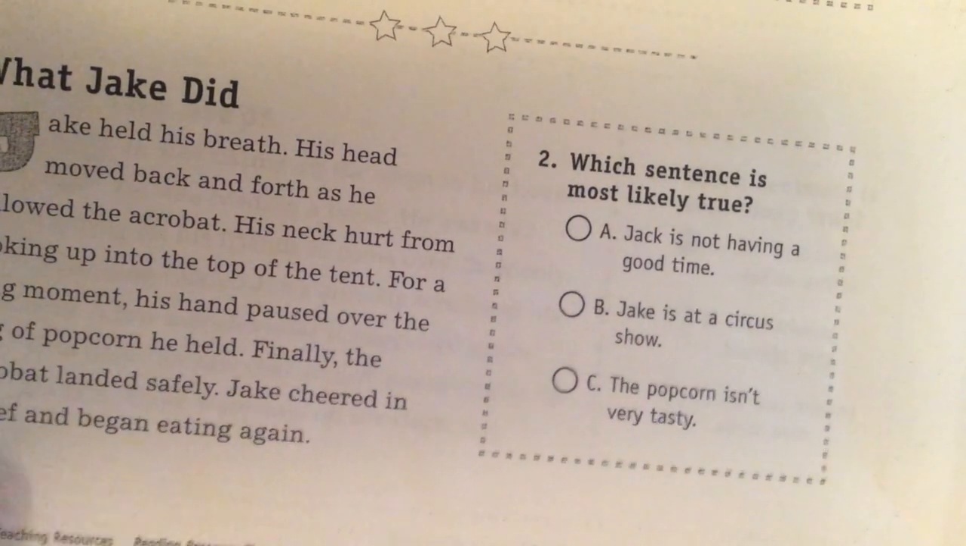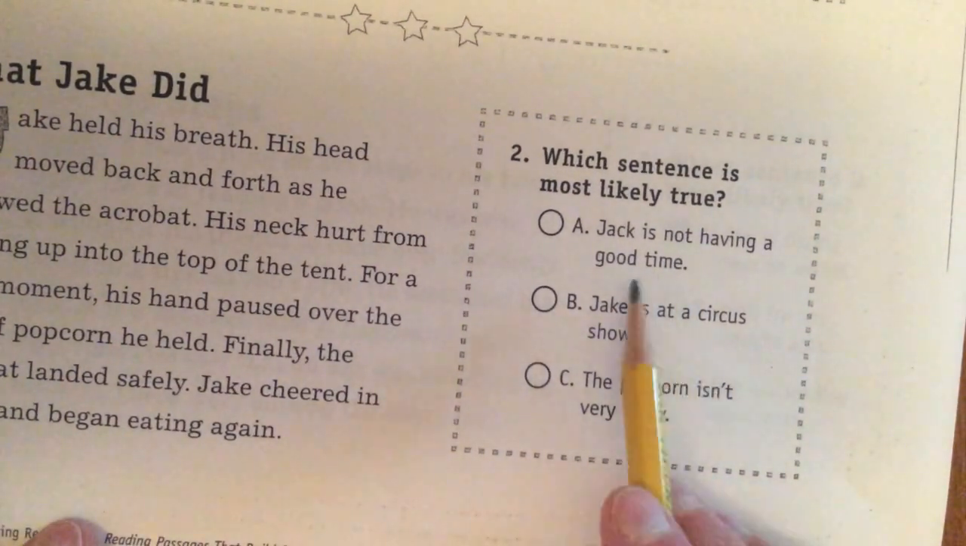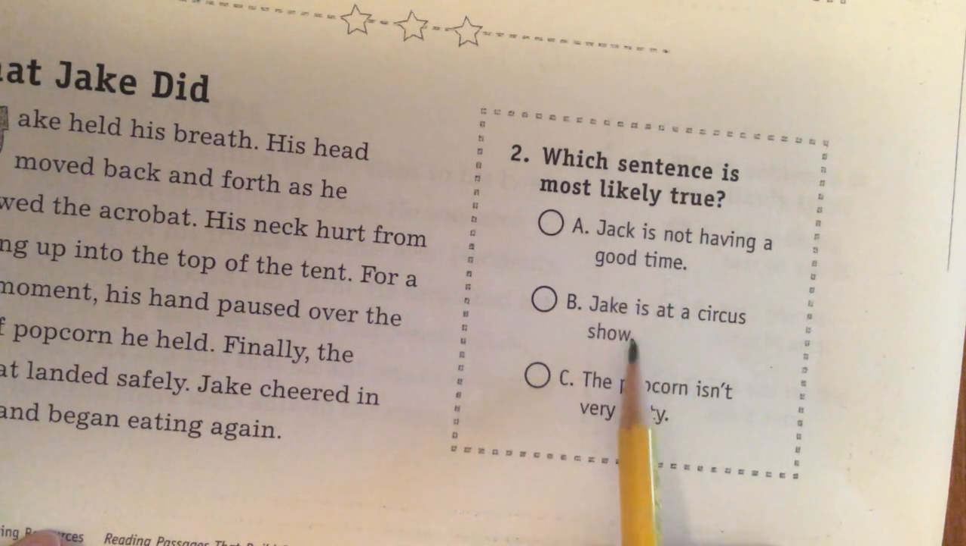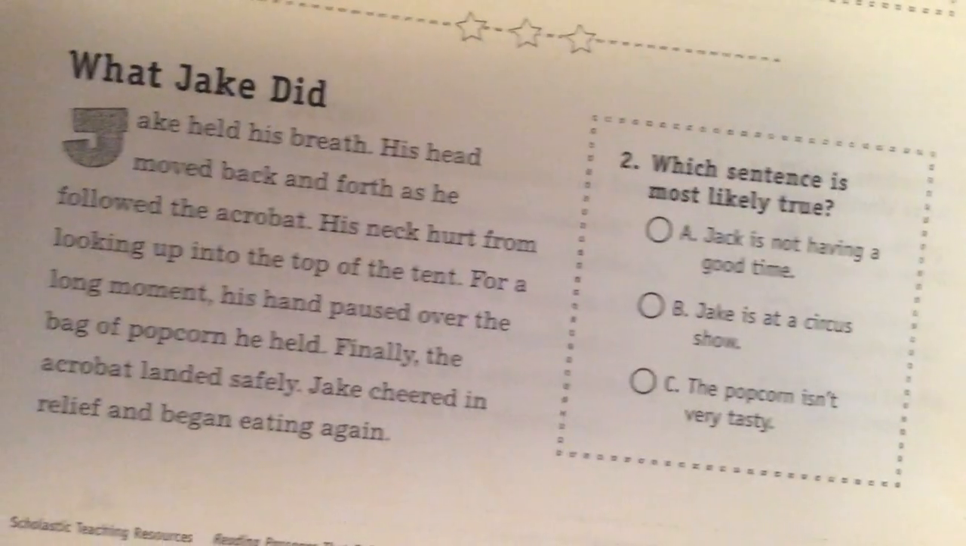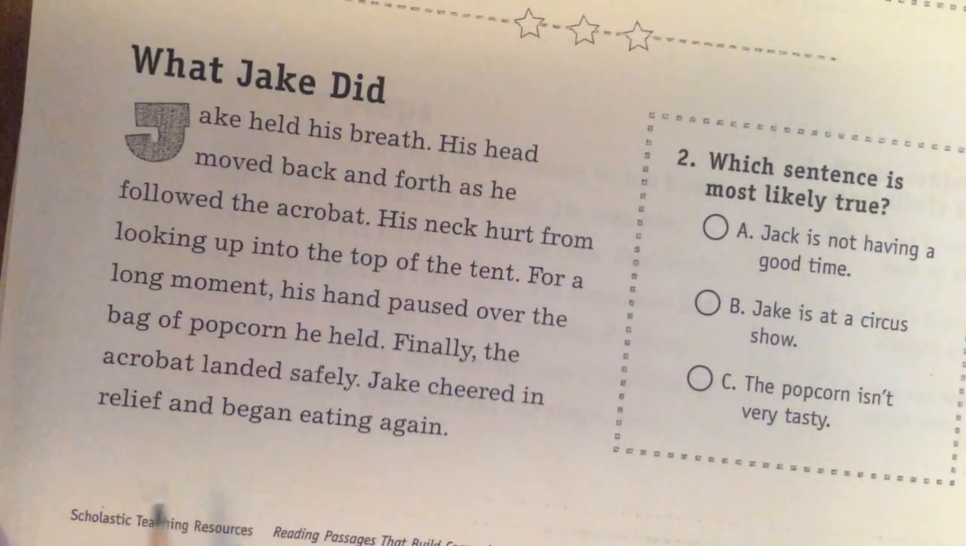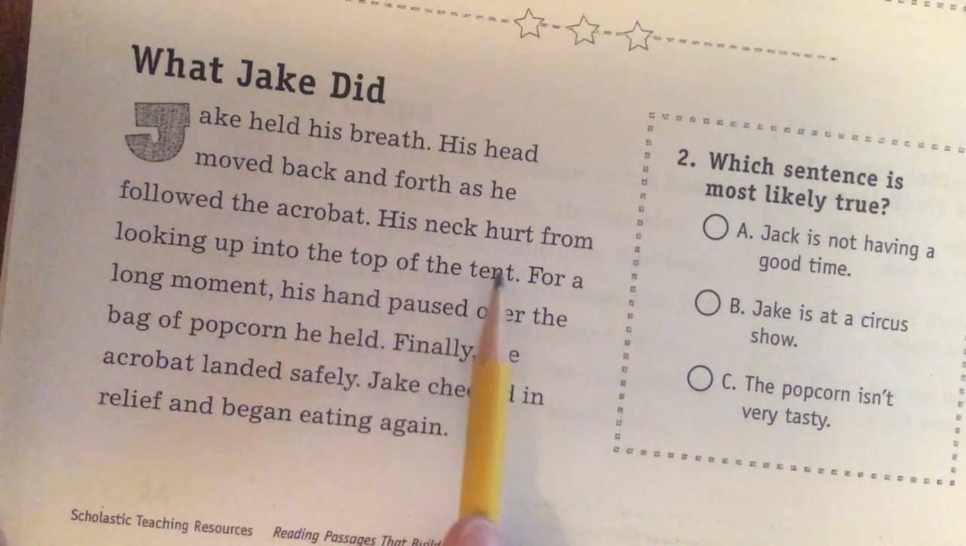So which sentence is most likely true? Jake is not having a good time. Jake is at a circus show. The popcorn isn't very tasty. Okay, so it talks about following an acrobat and the top of a tent.